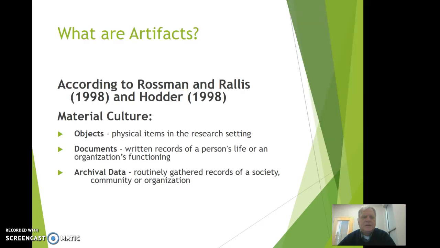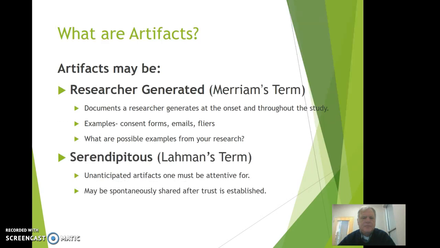Here's Rossman and Rallis. All of them talk about artifacts being physical items. All of them talk about documents, and archival data can be very important too, especially if you like to look up the history of something that happened. They could be researcher generated, things like your journals, consent forms, emails. And they may be serendipitous. They may be things you notice just looking around at the context. That would be really nice to make conversation about, and you could do that with your participants.